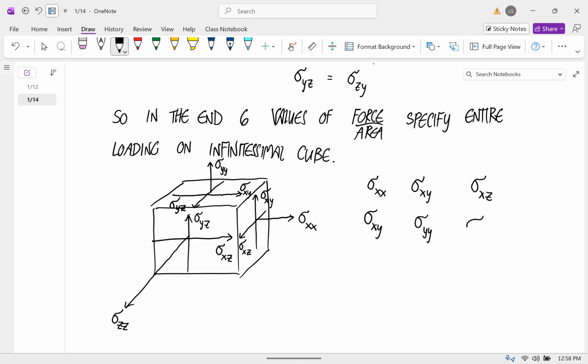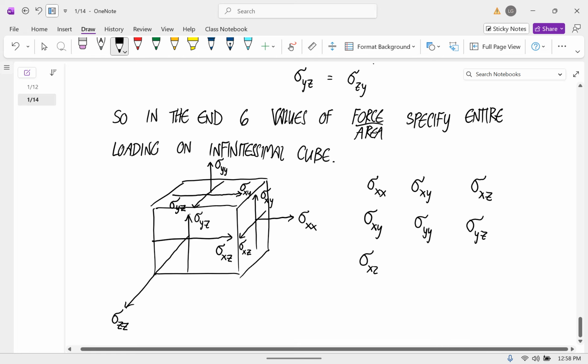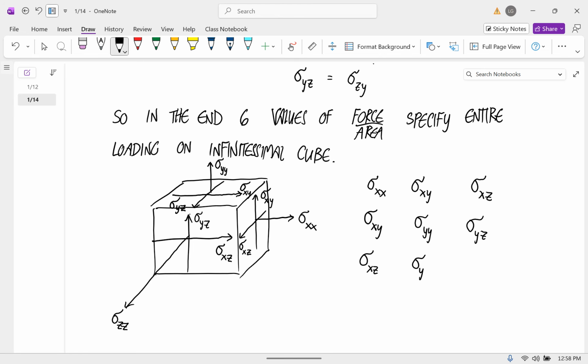YY, YZ. Now this one would be our ZX, but equilibrium requires that this is XZ. This would be our ZY, but equilibrium requires that this is YZ, and then ZZ.